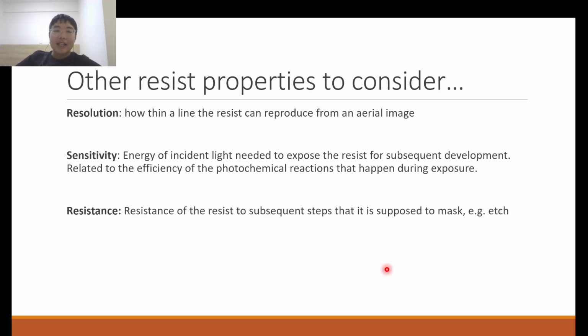Aside from contrast, there are other resist properties to consider, like the resolution of the resist, which is different from optical resolution. Resolution of the resist is how thin a line the resist can reproduce from an aerial image, which of course depends a lot on the development process of the resist, and also depends a lot on the resist chemistry. And the next one is sensitivity. It's basically the energy, or the dose of incident light, needed to expose the resist, so that the subsequent development will dissolve where it's supposed to dissolve and not dissolve where it's not supposed to dissolve.